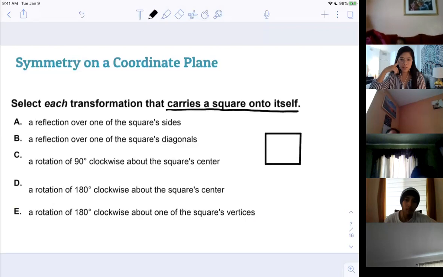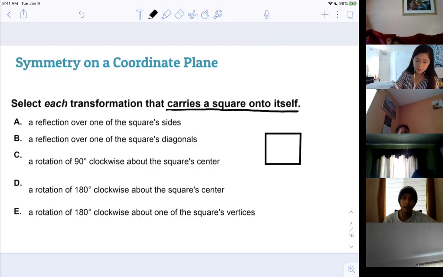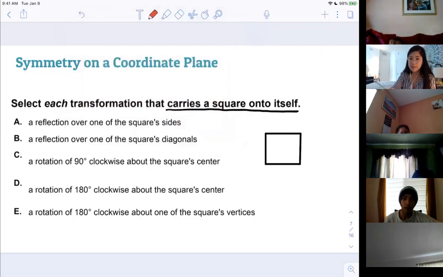And we'll talk about what each of them means. So I'll go through each one, but I want you guys to just read them to yourselves first. Okay, so starting with A, a reflection over one of the square's sides.